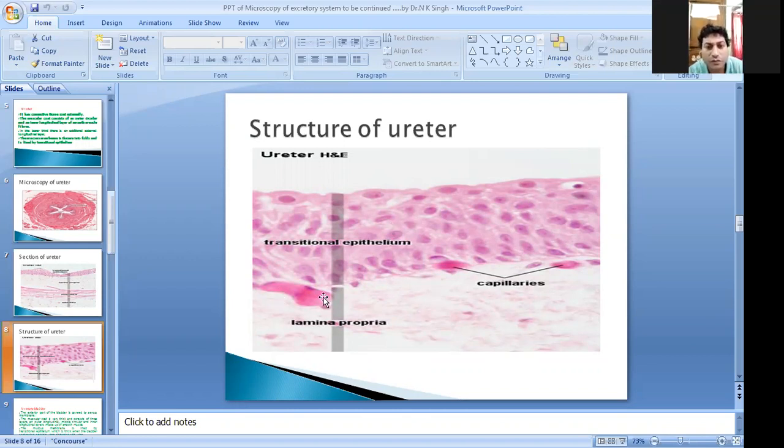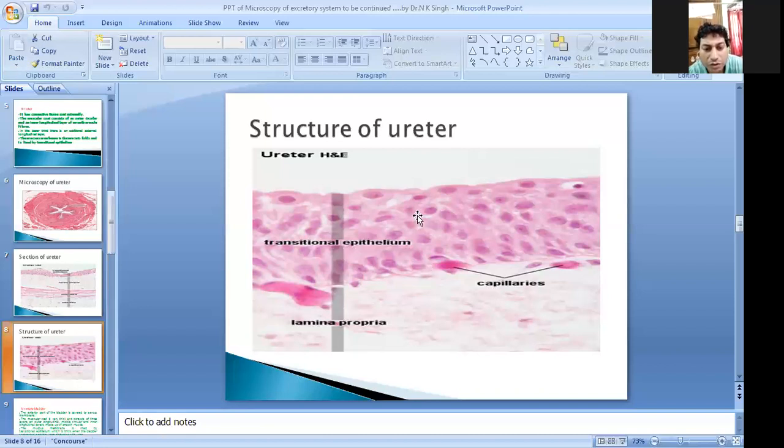You can also see some red spots there. These red spots are nothing but capillaries which have penetrated inside the transitional epithelium. And this layer is the lamina propria. So the characteristic feature of transitional epithelium is that the cells will show varying stages. If it is in a relaxed state, it will be thick. If it is in a contracted state, the wall will be thin. Capillaries will be penetrating inside this transitional epithelium.